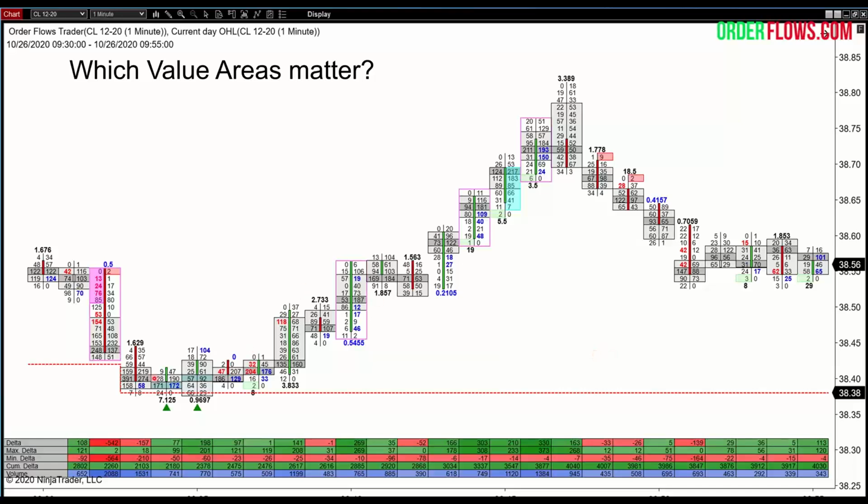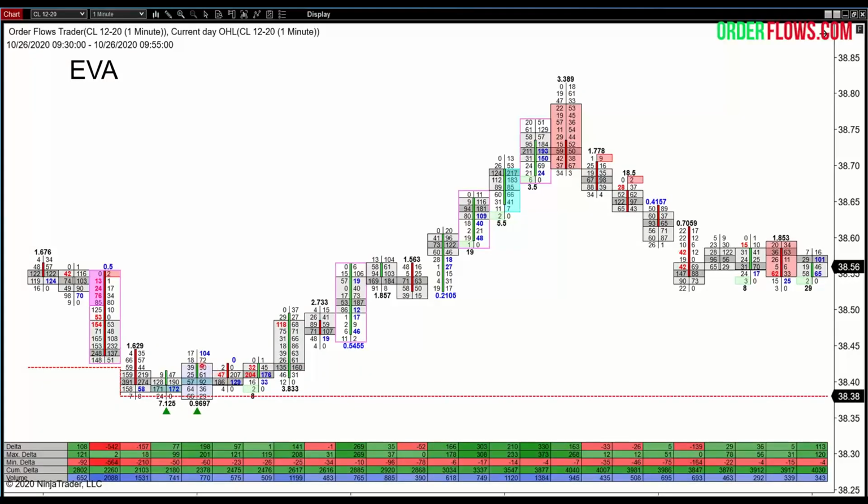Again, this is crude oil. Okay, we're at a low of the day. We've got some divergences, which is good, right? You've got some positive deltas. It's kind of worrisome in here. You've got 97, which is decent, but it's less than here. But points of control are moving higher, and the value area is bullish. It's a nice strong value area.